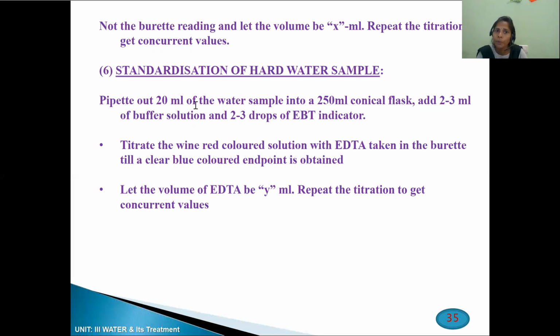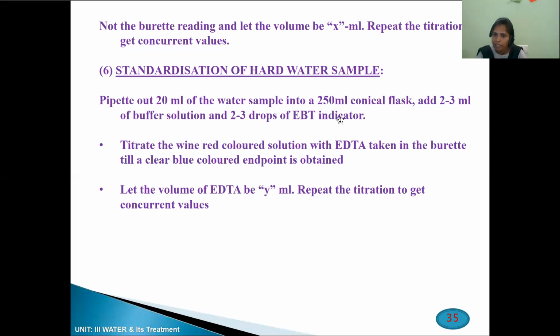So let us pipette out 20 ml of water sample into a 250 ml conical flask and add 2 to 3 ml of buffer solution, 2 to 3 drops of EBT indicator. Same process, but in the place of standard hard water, we are using the hard water sample which is given. That is the sample water.